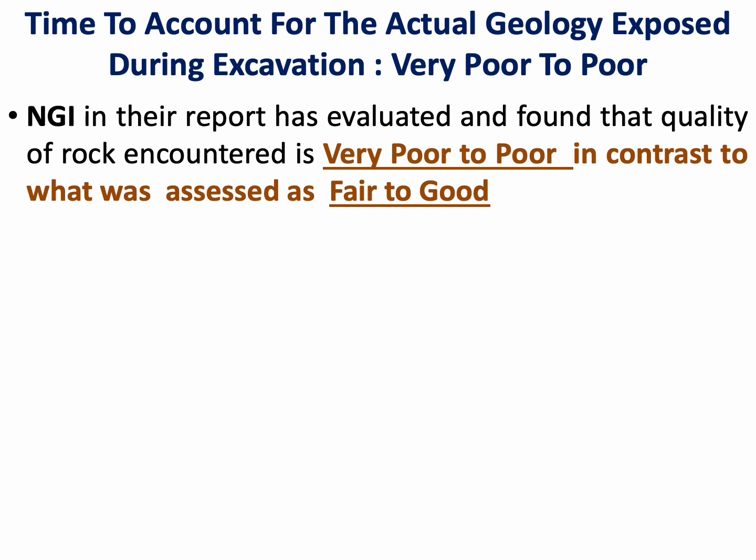The same observations were made during the actual excavation of the central gullet, and thereafter the project authorities' geologists had been sending the various geological features encountered and the classifications based on that to the designers, which the Norwegian Geological Institute later on, when asked to give their findings, had also reported: that the quality of rock encountered is very poor to poor, in contrast to what was assessed as fair to good.